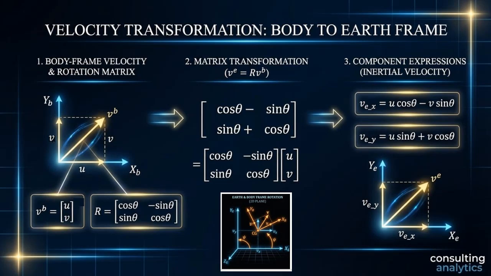Body frame velocity is written as Vb equals [u, v]. Earth frame velocity is obtained by rotating this vector using the rotation matrix. The relation is Ve equals R times Vb.